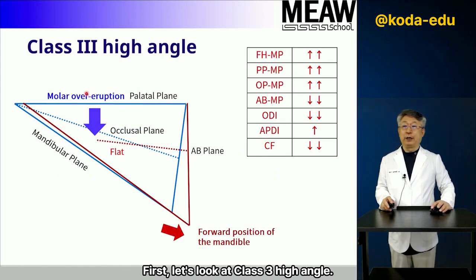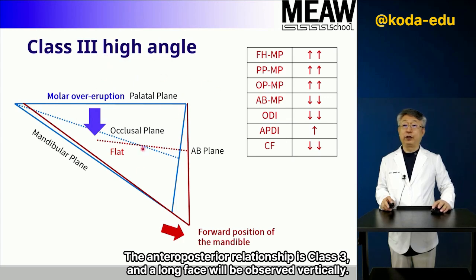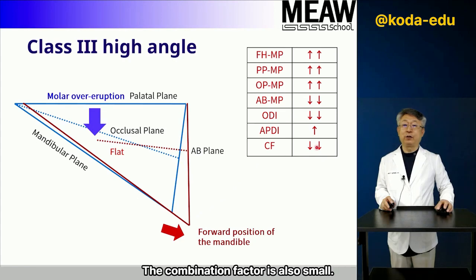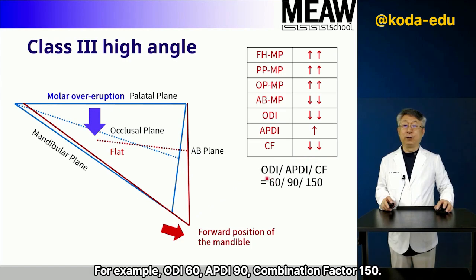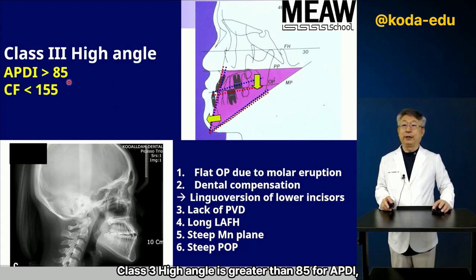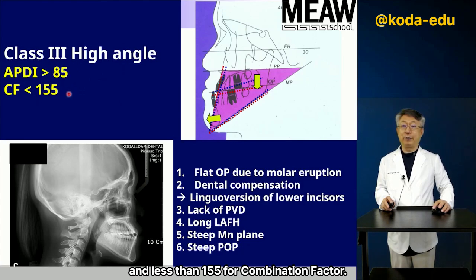First, let's look at Class 3 high angle. The anteroposterior relationship is Class 3, and a long face will be observed vertically. In general, mandibular plane angle and ODI are small, and APDI value is large. The combination factor is also small. For example, ODI 60, APDI 90, combination factor 150. Class 3 high angle is greater than 85 for APDI, and less than 155 for combination factor.